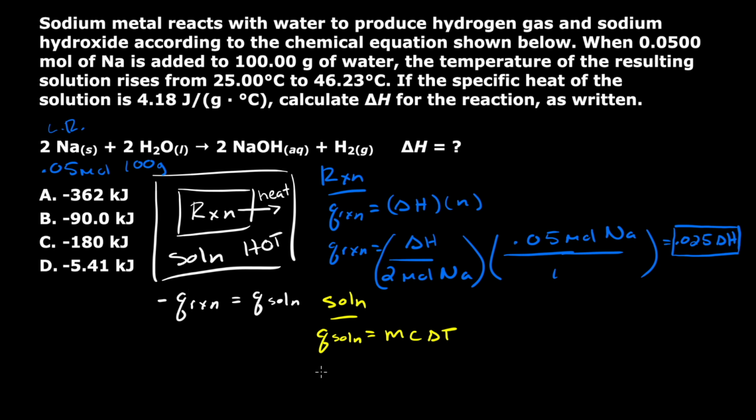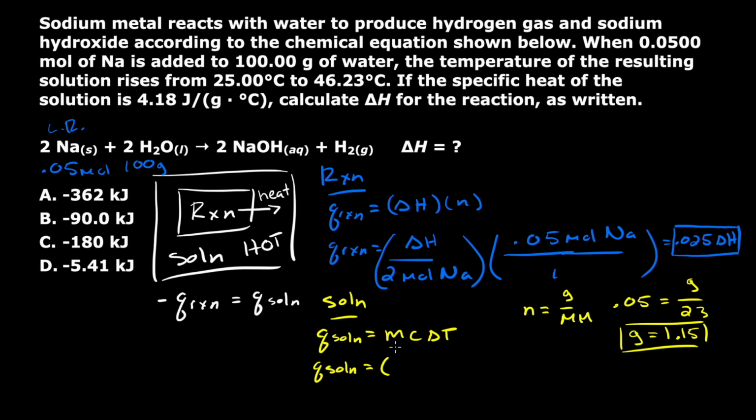And so what I'm going to do is this. I'm going to say Q of the solution is equal to the mass of the Na. Now we don't have the mass in grams of Na, we have the moles of it. So let's convert this right here to number of grams. And so I'm going to take the moles is equal to the grams over the molar mass. Now the moles is going to be 0.05, and that's going to be equal to the amount of grams divided by the molar mass of Na, which is going to be 23. And so when I solve this right here, I'm going to get the amount in grams is equal to 1.15.